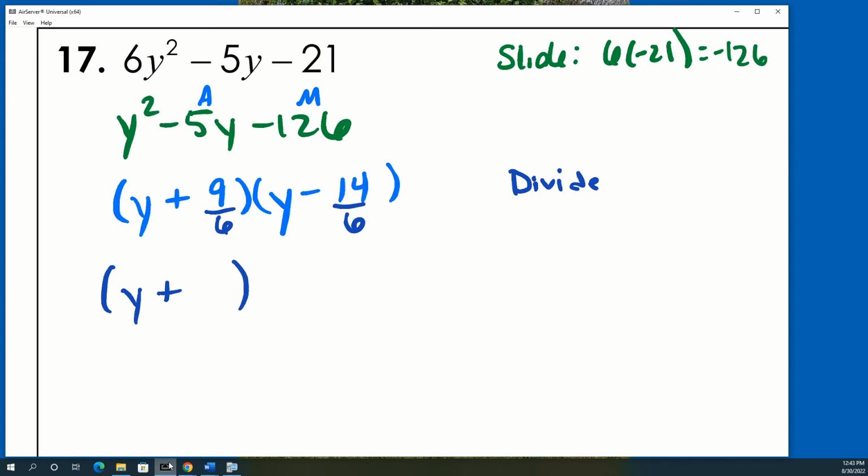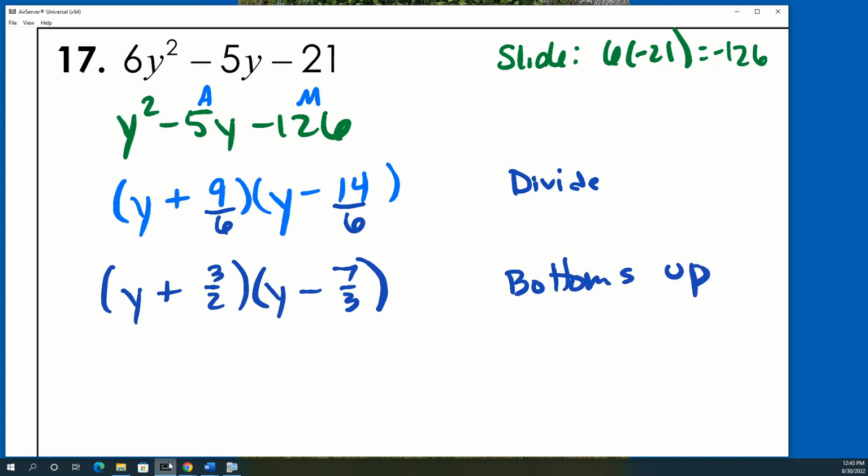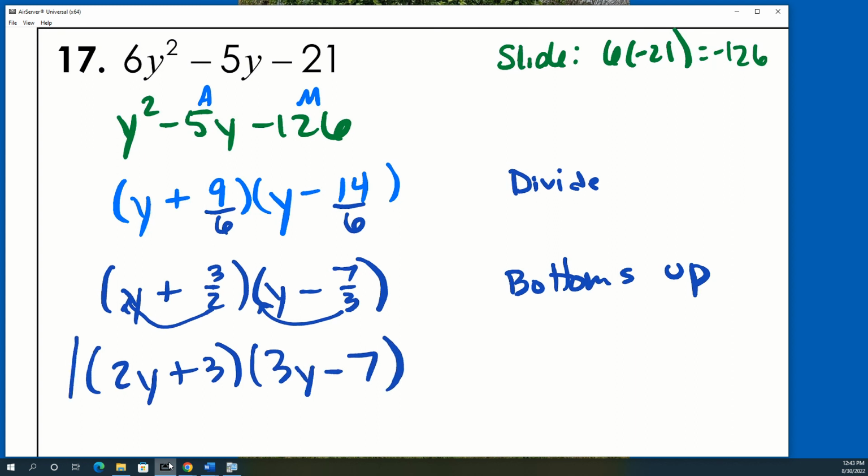So you do bottoms up on both of them? Yes. This is the first one we've had to do that. So we are going to have to do bottoms up on both of them. So we get 2y plus 3 and 3y minus 7.